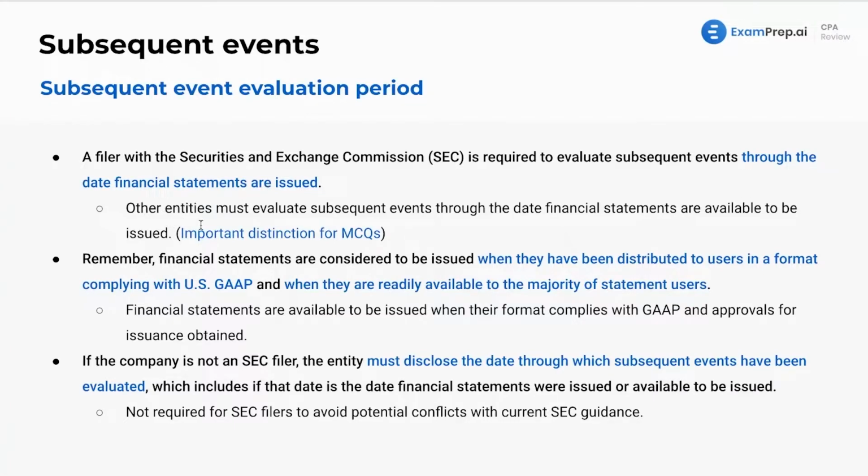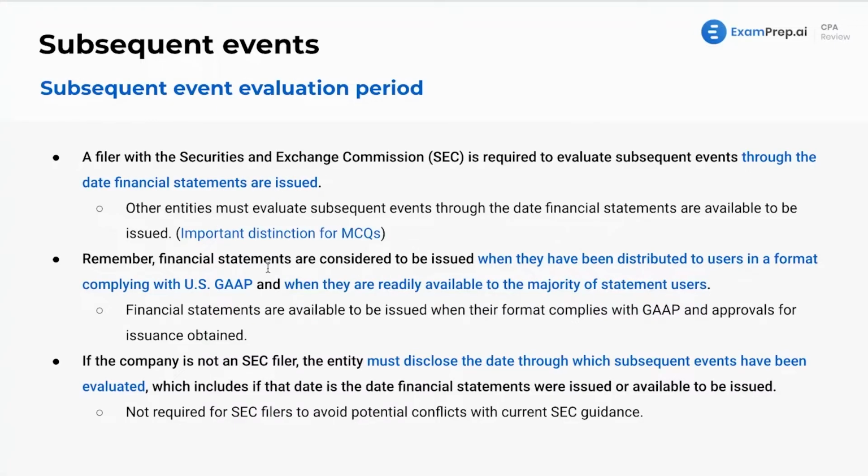Other entities, so non-filers with the SEC, must evaluate subsequent events through the date the financial statements are available to be issued. So as this says here, that's an important distinction for multiple choice questions, because your issuance date, we talked about before, the criteria for it, the available to be issued, they're just going to tell you, let's say, February 20th, the financial statements are available to be issued. So non-filers can follow this rule, filers are this rule.